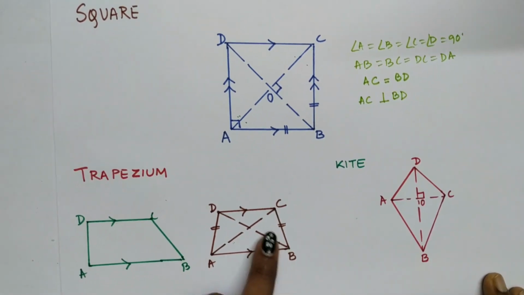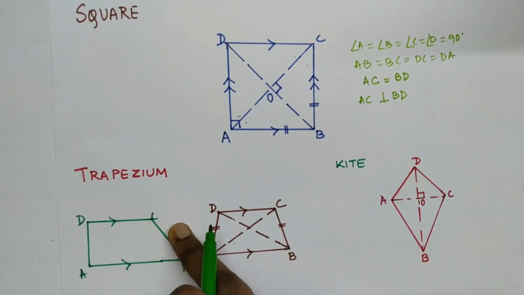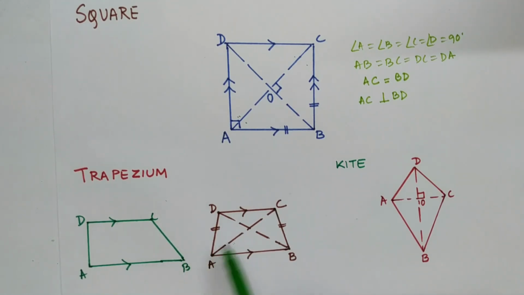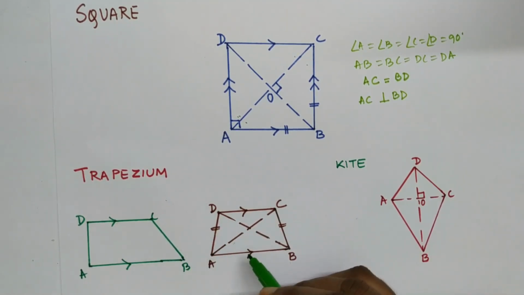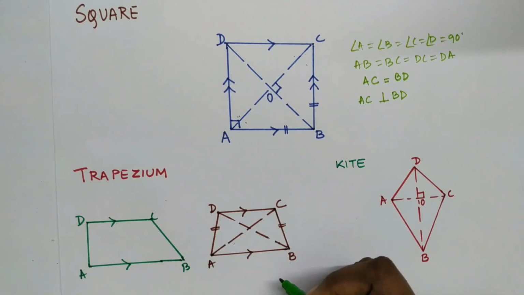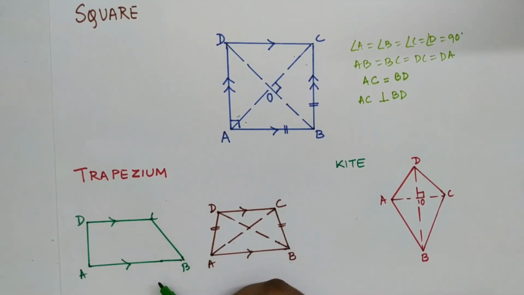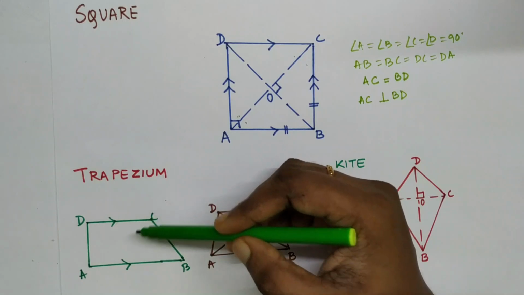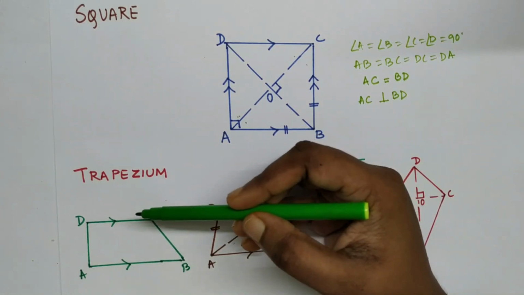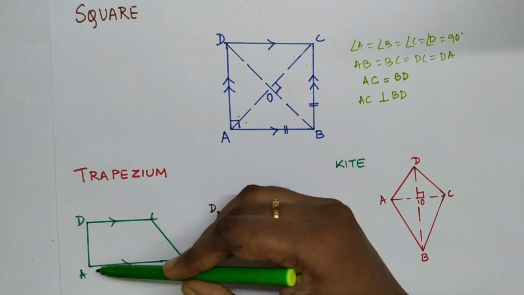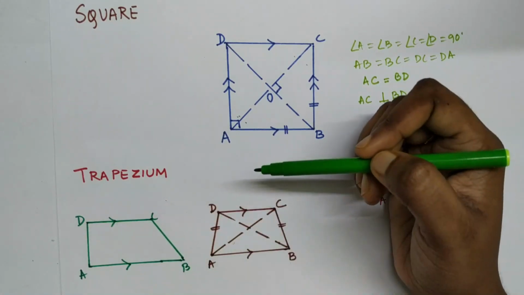Now the next special kind of quadrilateral that we are going to discuss is the trapezium. Here I have drawn two diagrams of a trapezium, ABCD and again ABCD. The difference between these trapeziums is this: this is a normal trapezium. A trapezium is a quadrilateral in which one pair of opposite sides is parallel. So here AB is parallel to DC.